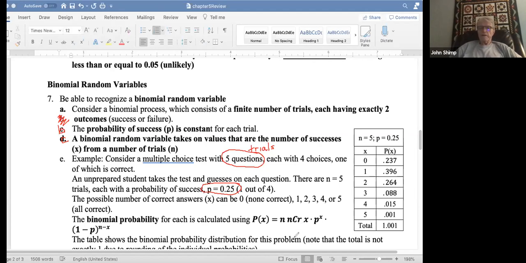Okay. Now what I'm going to do is go to the calculator and I'm going to show you how to calculate binomial probabilities. So you're going to need to know how to do this.